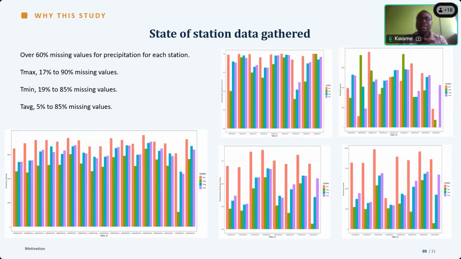Now, in all, we realized that over 60% of the data was missing for precipitation for each station. So it means that the precipitation data online was bad. Maximum temperature ranged between 17% to 90% of missing values. Minimum temperature ranged between 19 to 85%, and the average temperature ranged from 5% to 85% of the values missing. So these are just plots of various countries and stations showing the various data sets that were missing in terms of percentage.